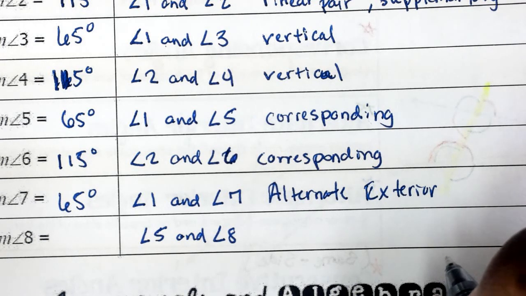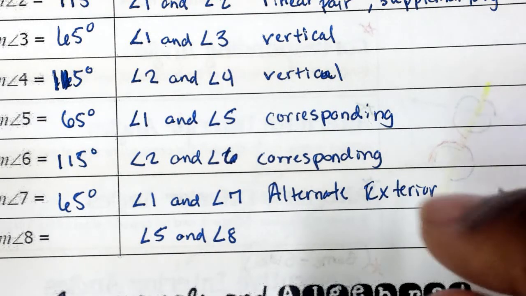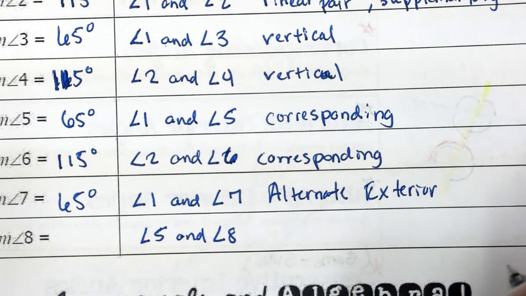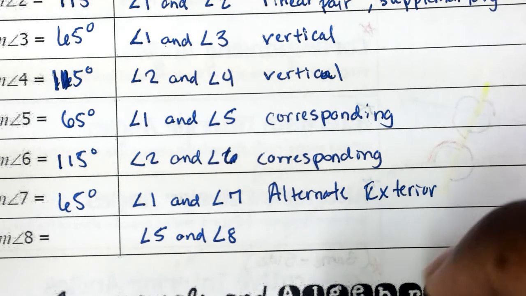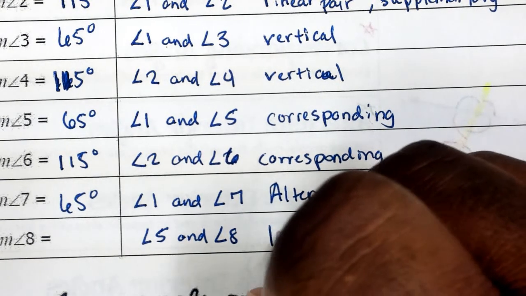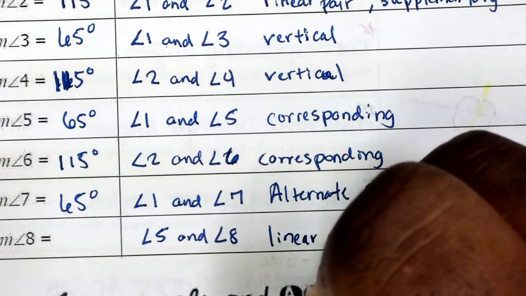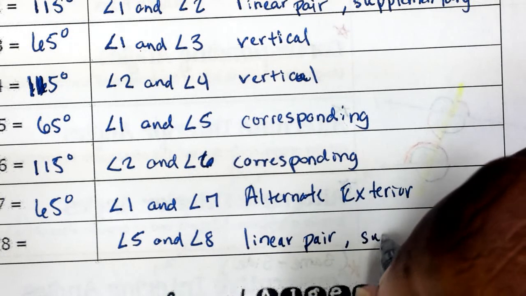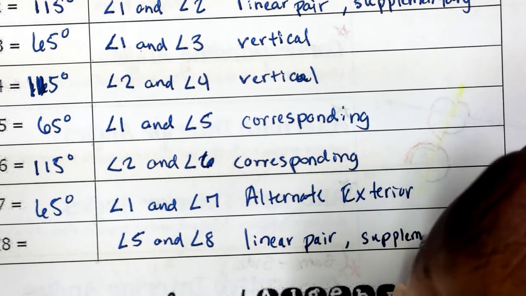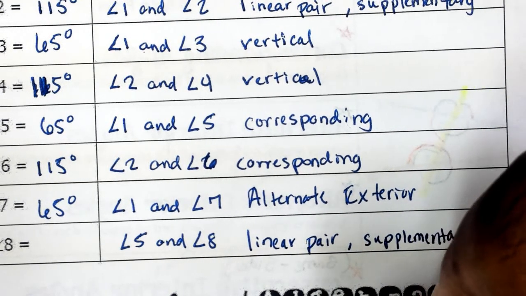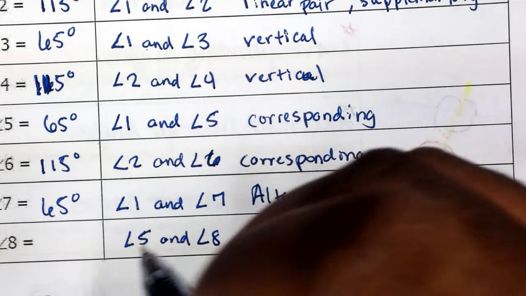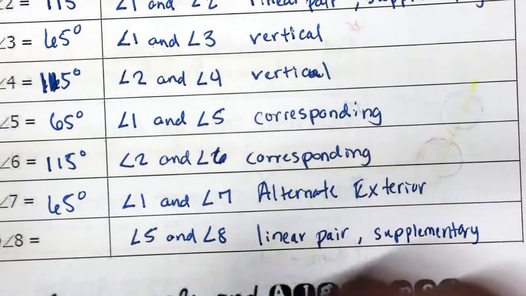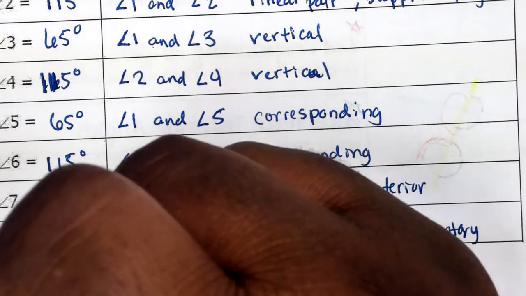I'm gonna make this hard, Jalen. Rama, what's the relationship between angle 5 and 8? No. Linear pair. They are supplementary, though. That's the thing you should know after linear pair. So angle 8, I guess I'll tell myself 115 degrees.